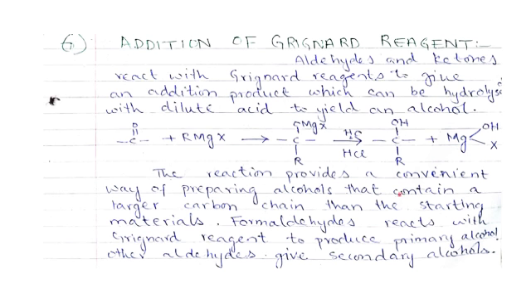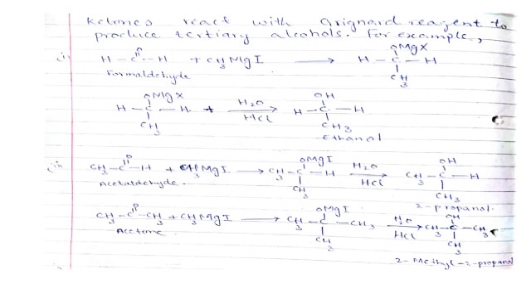The reaction provides a convenient way for preparing alcohols that contain a higher carbon chain than the starting material. Formaldehyde reacts with the Grignard reagent to produce a primary alcohol. Only formaldehyde gives the primary alcohol. Other aldehydes will give secondary alcohols, and ketones react with the Grignard reagent to produce tertiary alcohols. And these are some examples.